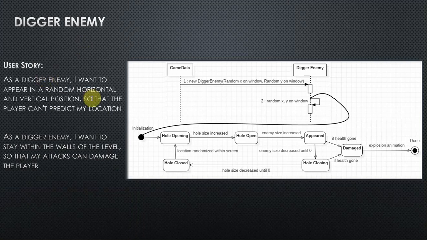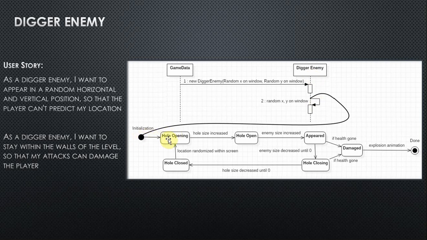Digger enemy. As a digger enemy, I want to appear in a random horizontal and vertical position so that the player cannot predict my location. As a digger enemy, I want to stay within the walls of the level so that my attacks can damage the player. The game data class creates an instance of digger enemy and puts it on a random X and Y somewhere within the window to start.